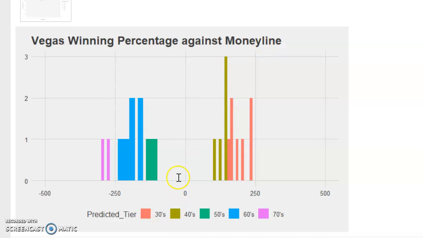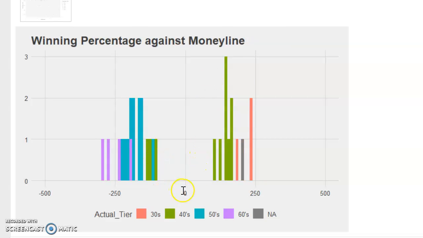So this one's a little bit more regimented between the two. So 30s and 40s on the right side, 50s, 60s, 70s on the left-hand side. But to note there would be no team that received 70% wins. And then if you look over here, back to the first infographic, it's mixed between the two. So that's what actually occurred.